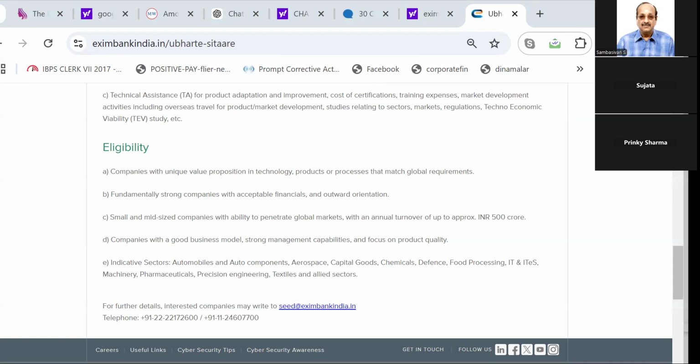There is one big one. If you get a job in NaBFID, you will get a salary of 20 plus lakhs. Good salary. Okay.